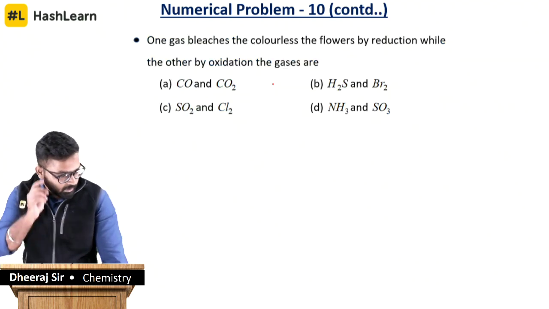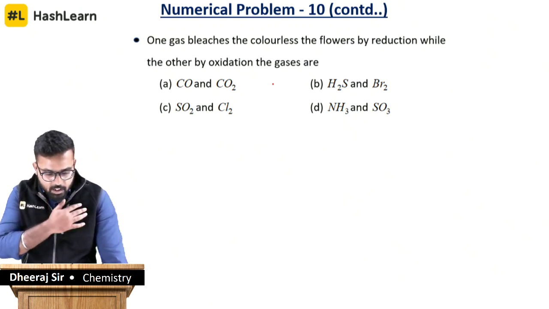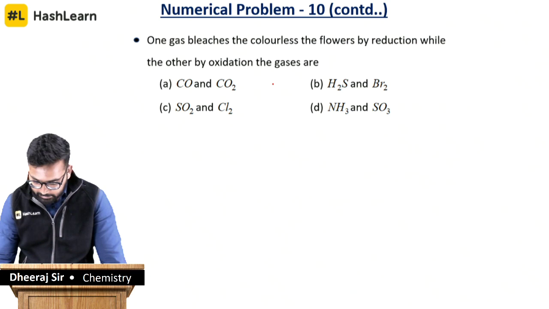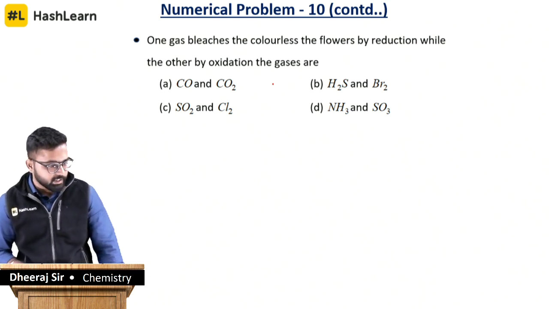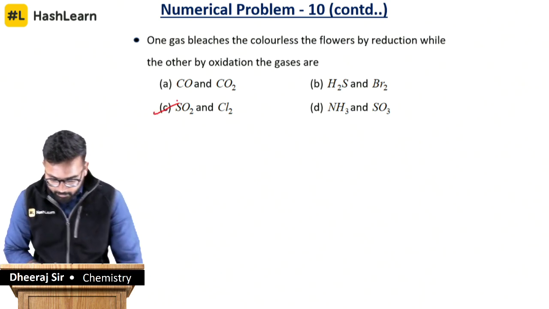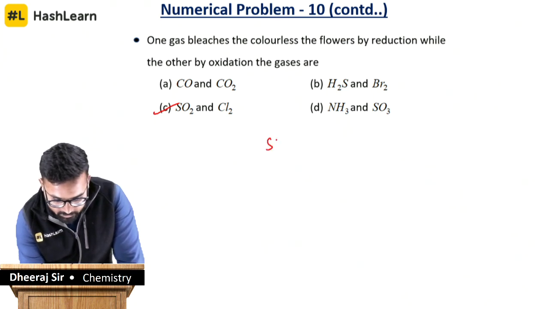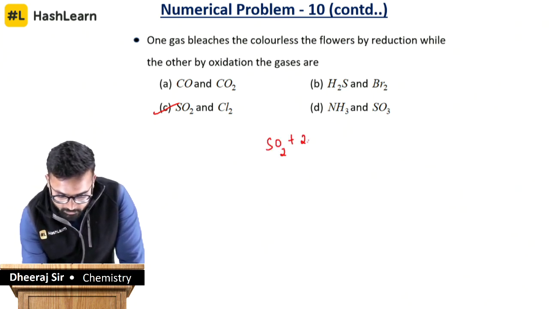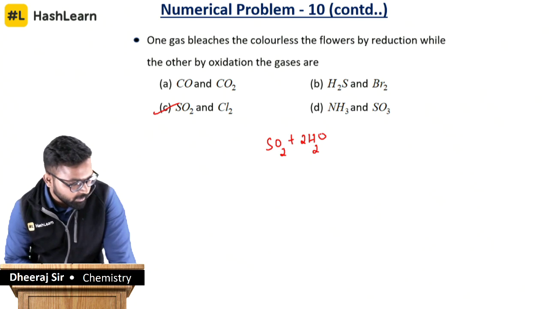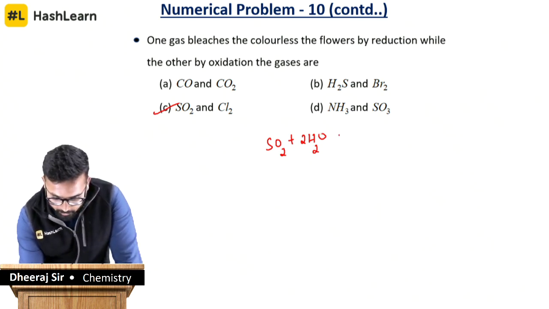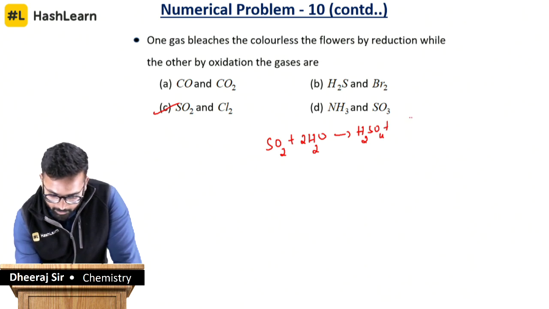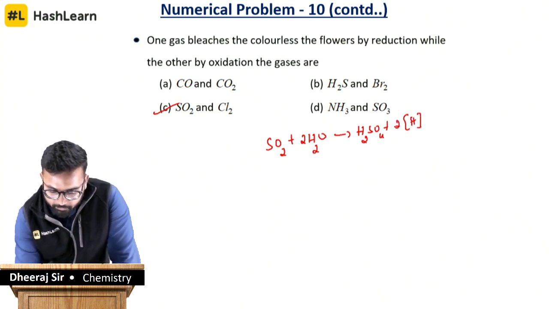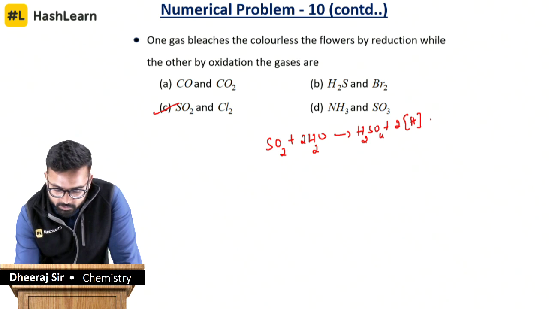So time's up. Yogesh says it is C. Shika says C. Sakshi also says it is C. Yes, you guys are right. It is indeed C, because sulfur dioxide reacts with water, or it should have moisture, to give H2SO4 and nascent hydrogen. So the nascent hydrogen is the source for reduction.